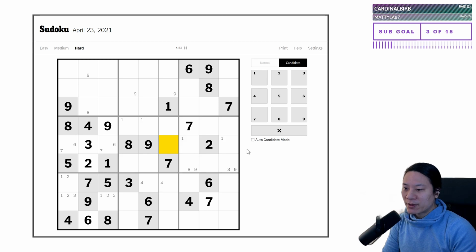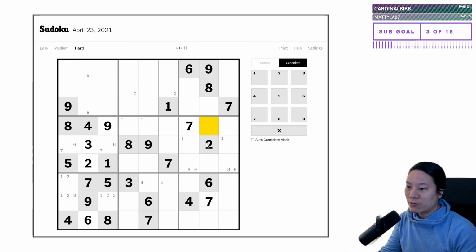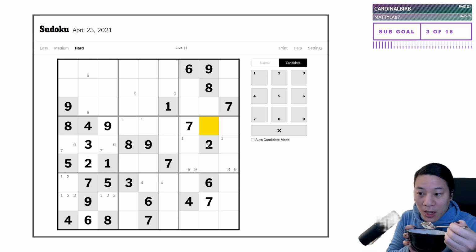So I'm missing 1, 4, and 5. Okay. No 5s to speak of. Anything on this column? I'm missing 1, 3, 4, and 5. Okay, so I got 1 and 5 there. That's 3 and 4. Got 1 and 4 there, so that's 3 and 5. Yeah, this is not super useful, actually.